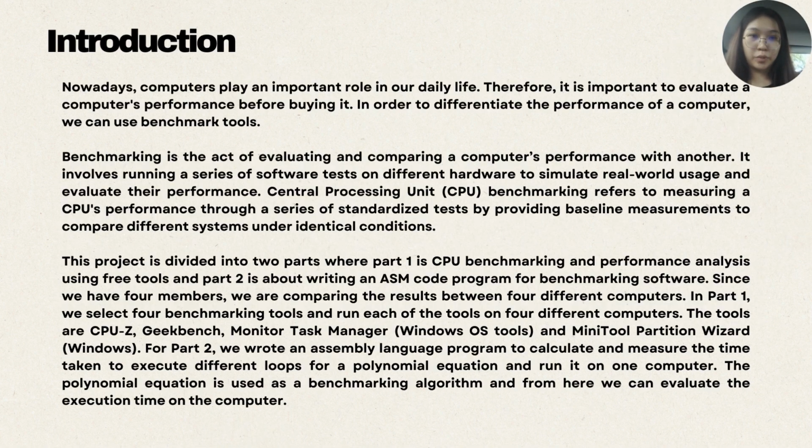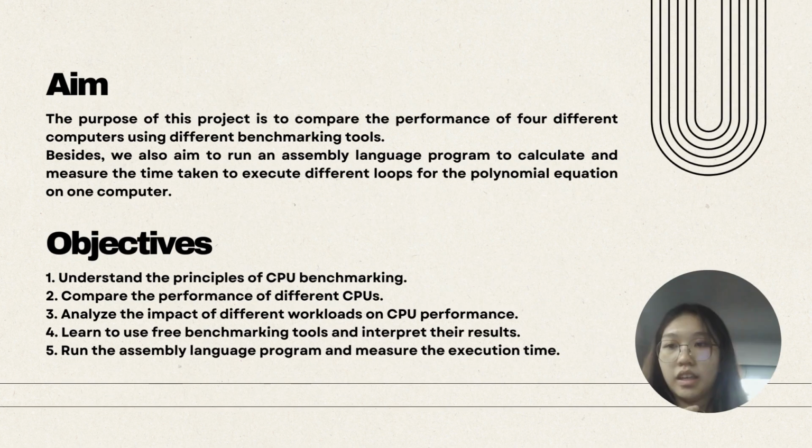Nowadays, computers play an important role in our daily life. Therefore, it is important to differentiate the performance of a computer before buying it. This project is divided into two parts. The first part is about CPU benchmarking and performance analysis using free tools. The second part is about writing an assembly language program to determine the execution time of CPU using different number of loops. Our project aim is to compare the performance of 4 different computers using different benchmarking tools.